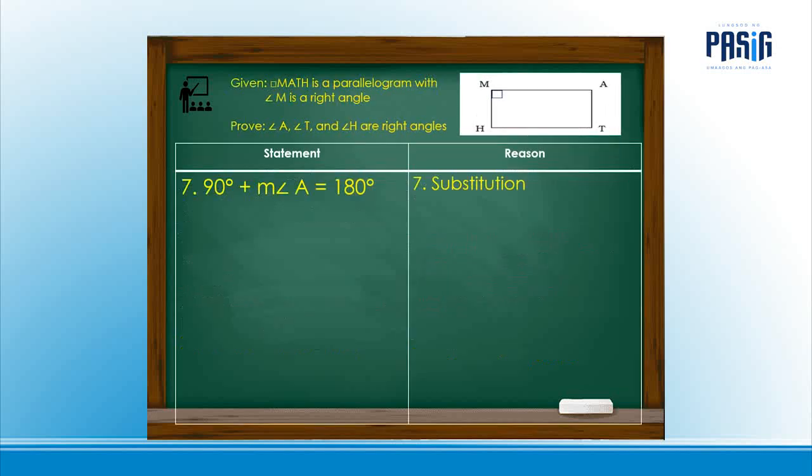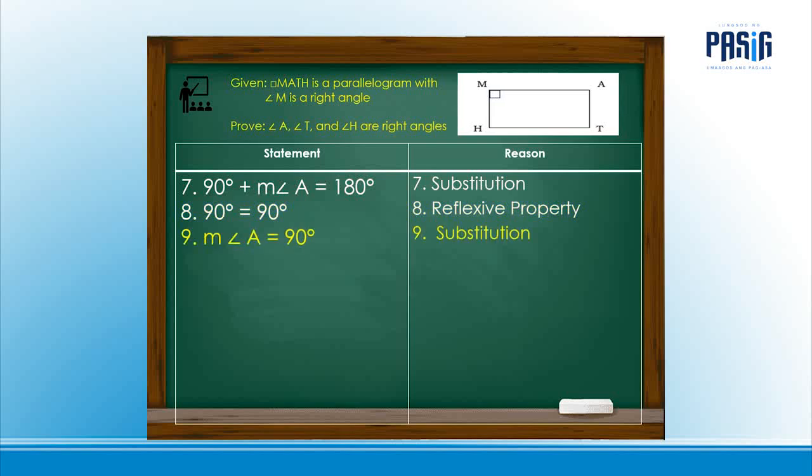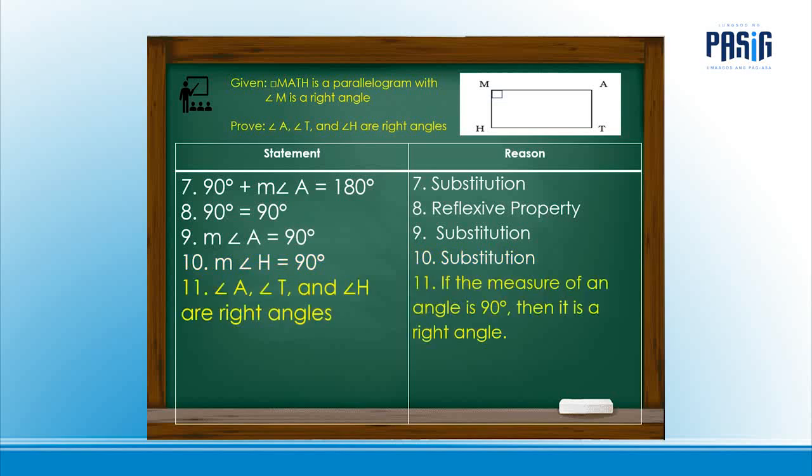Next, 90 degrees plus measure of angle A is equal to 180 degrees by substitution. And number 8, 90 degrees is equal to 90 degrees by reflexive property. And then, measure of angle A is equivalent to 90 degrees by substitution. And at the same time, measure of angle H is equal to 90 degrees, again by substitution.